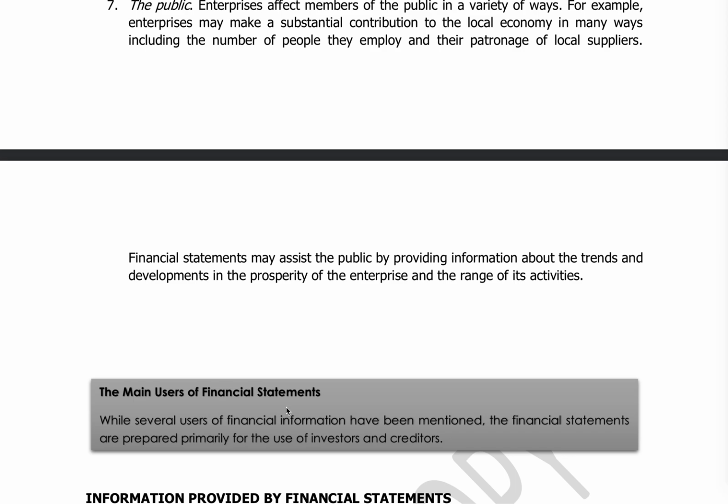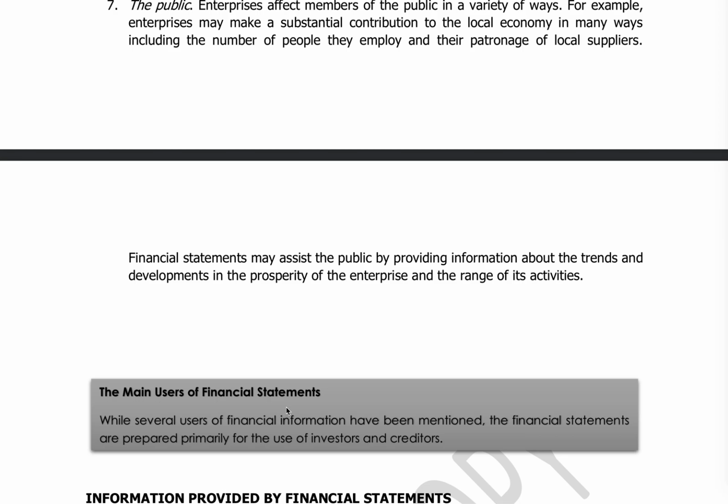So financial statements may assist the public by providing financial information about the trends, developments, and the prosperity of the enterprise and the range of its activities. So maganda din yan pag public yung trend. Para ikaw, as a person, pagka nakikita mo na nagbo-boom pala yung ganitong business, o ikaw as a person, edi may encourage ka din to have the same business as that one na provide yung financial information niya to the public.